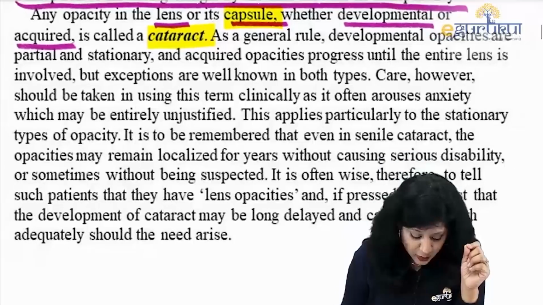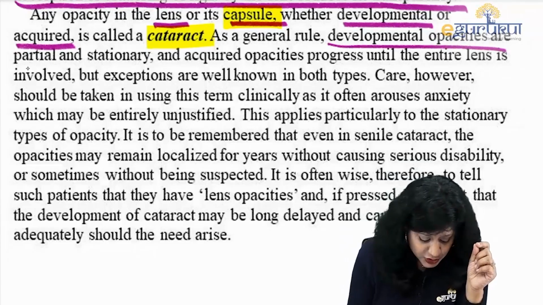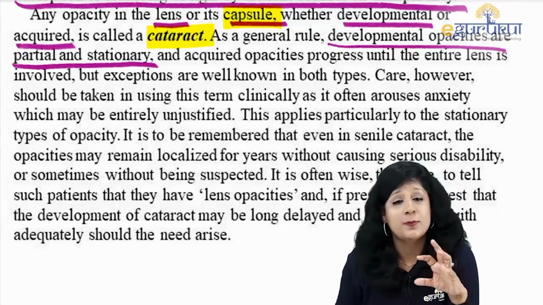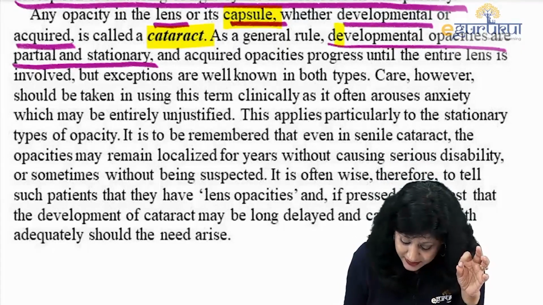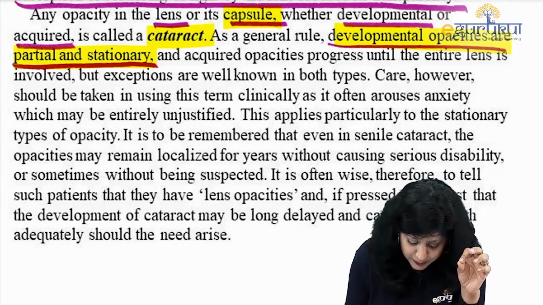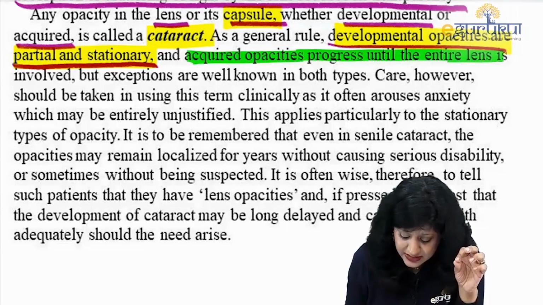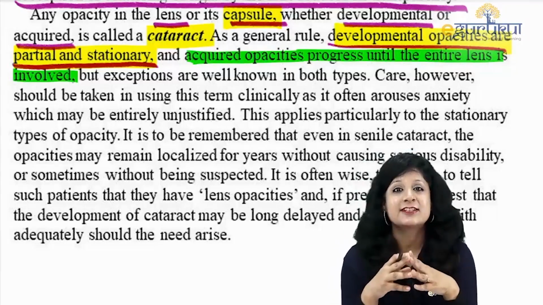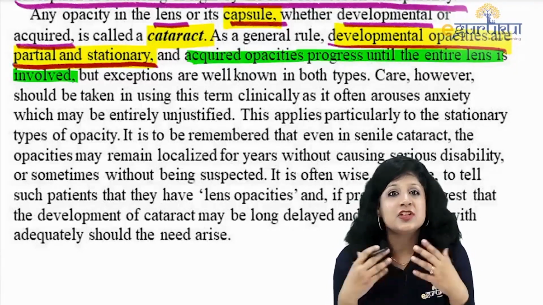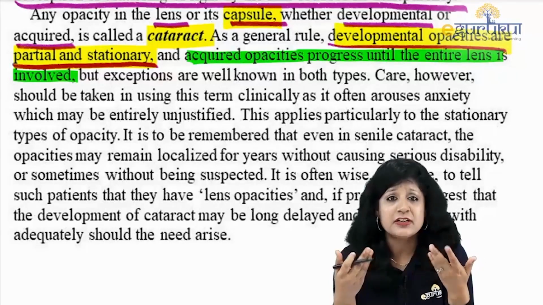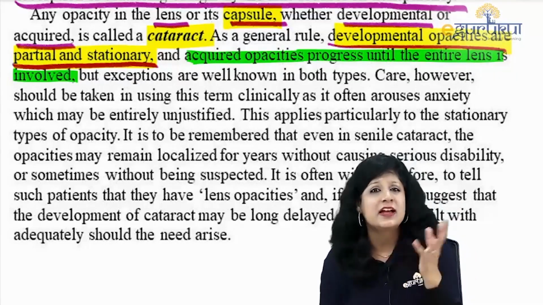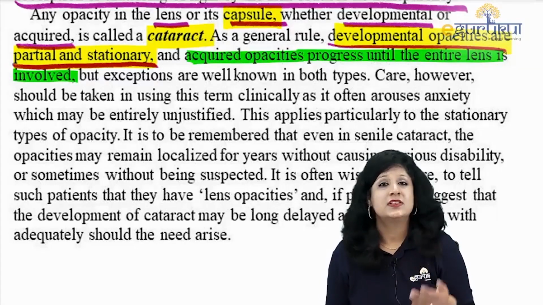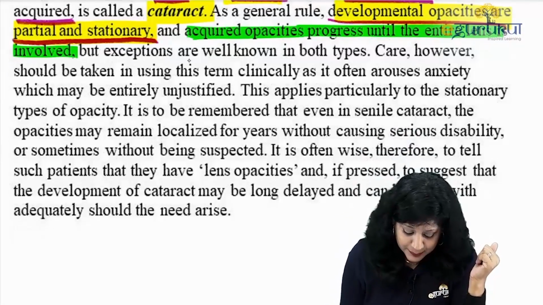As a general rule, developmental opacities are partial and stationary, while acquired opacities progress until the entire lens is involved. Though you can get the exceptions, I have discussed this many times that nature is always favorable. So if you have a developmental opacity present since birth, usually they are just the partial ones, usually the stationary ones, but those which come late, the acquired ones, can actually progress. Exceptions are known, as I told you.